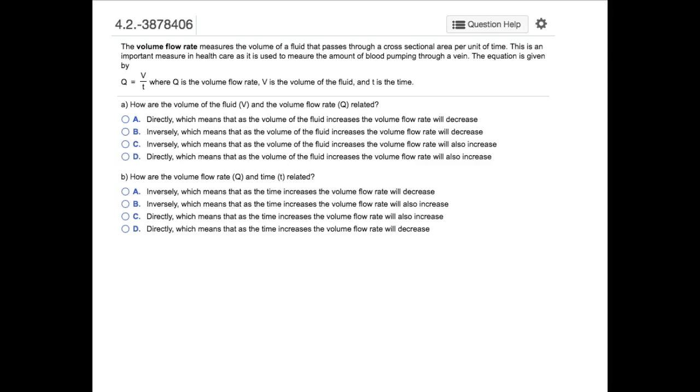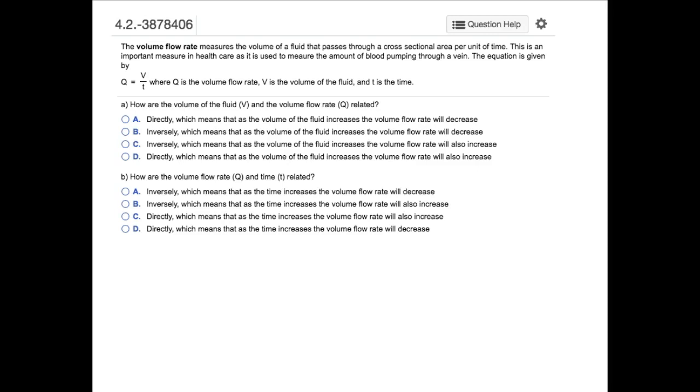It says the volume flow rate measures the volume of a liquid that passes through a cross-sectional area per unit of time. This is an important measure in healthcare as it is used to measure the amount of blood pumping through a vein. The equation is given by Q equals V over T, where Q is the volume flow rate, V is the volume of the liquid, and T is the time.